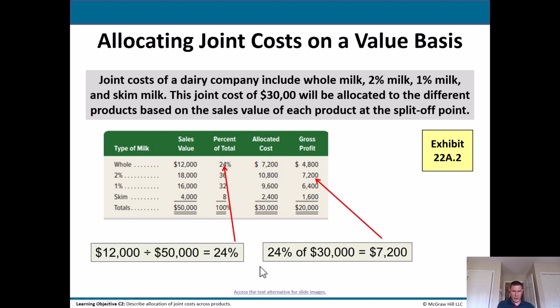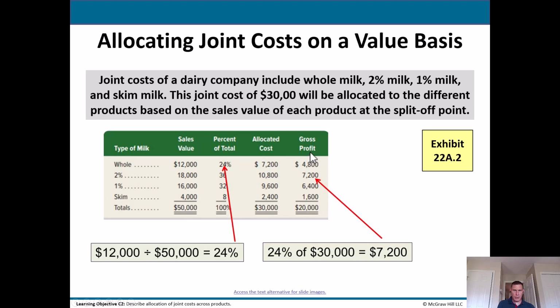To help you out, I put a couple of calculations down here for you. It's the 12,000 divided by the 50,000. 12 divided by 50 is your 24%. So like what we were doing before, you take the sales values, 12 over 50, 18 over 50, 16 over 50, and then 4 over 50 to get your percentages.